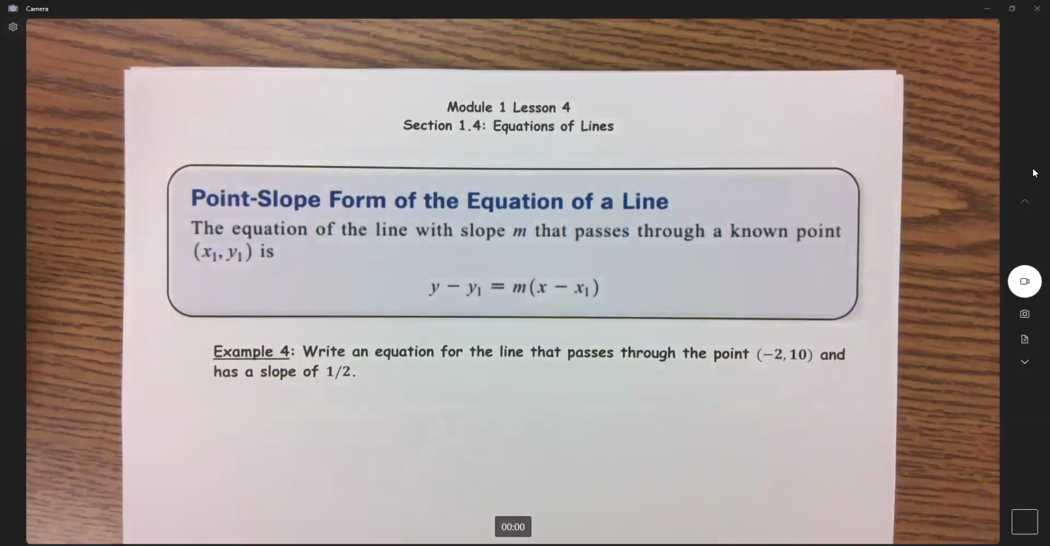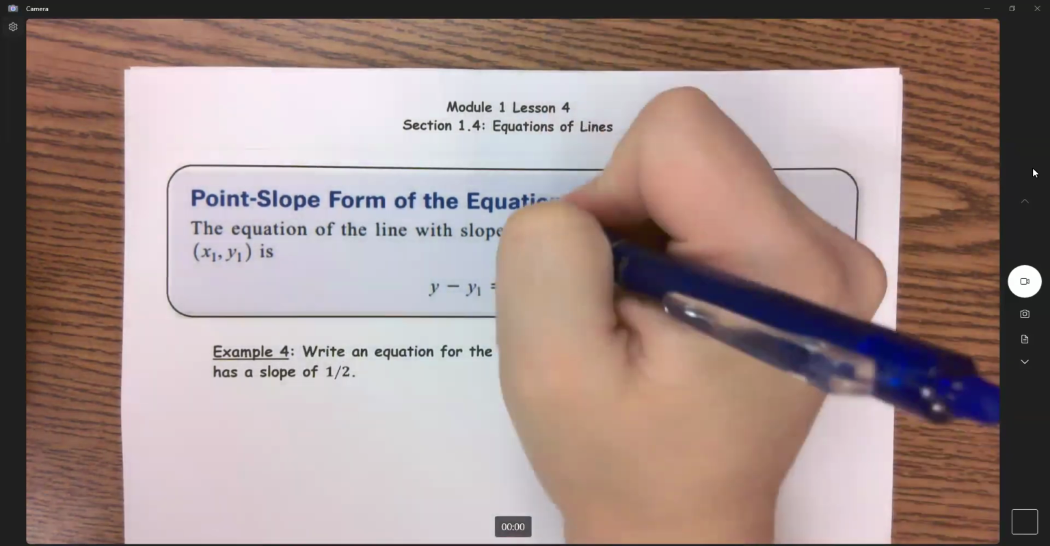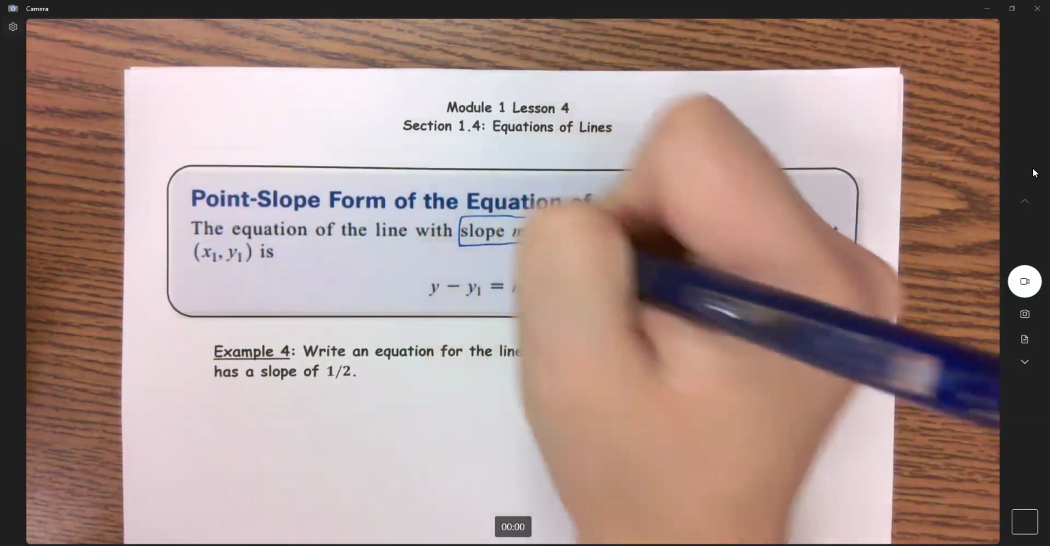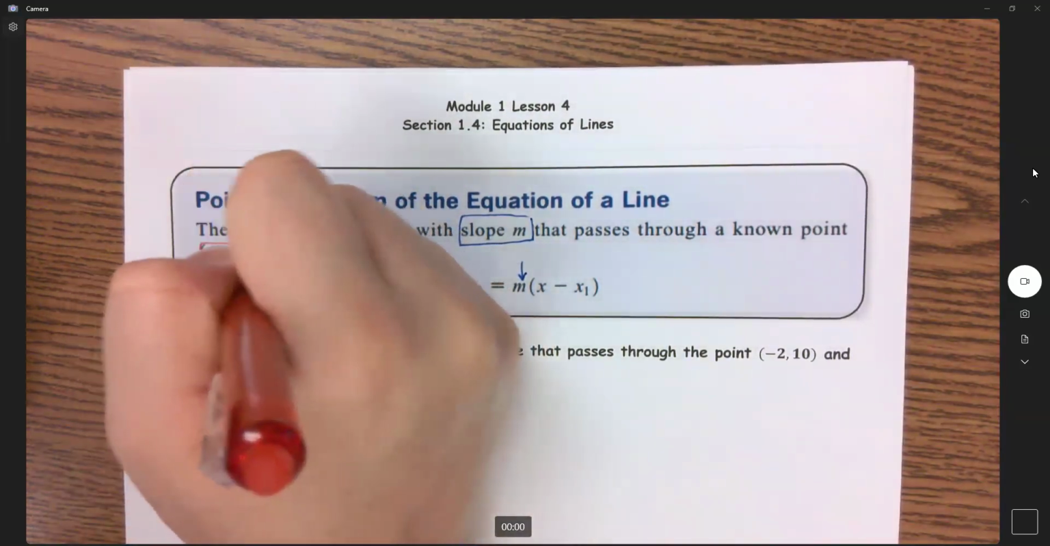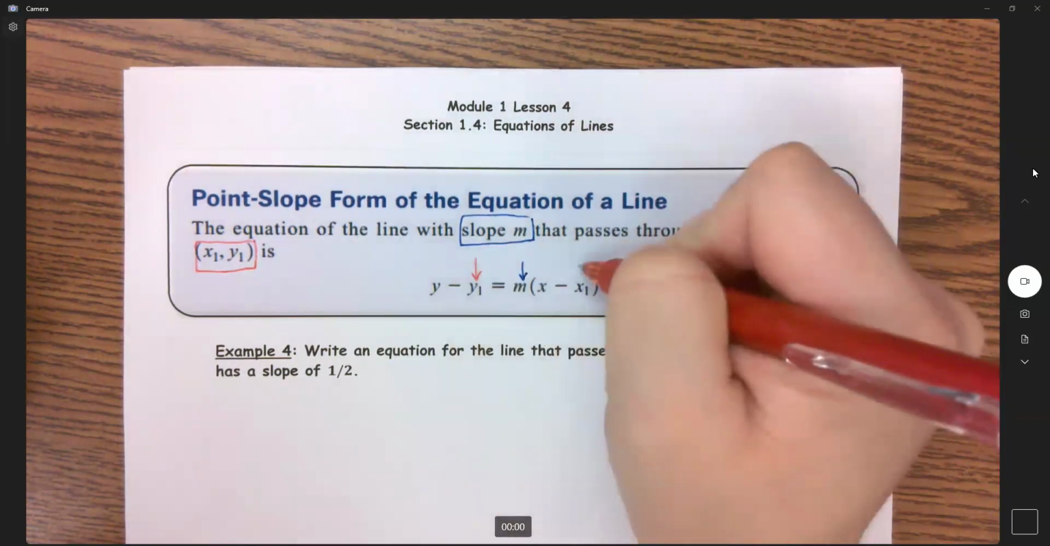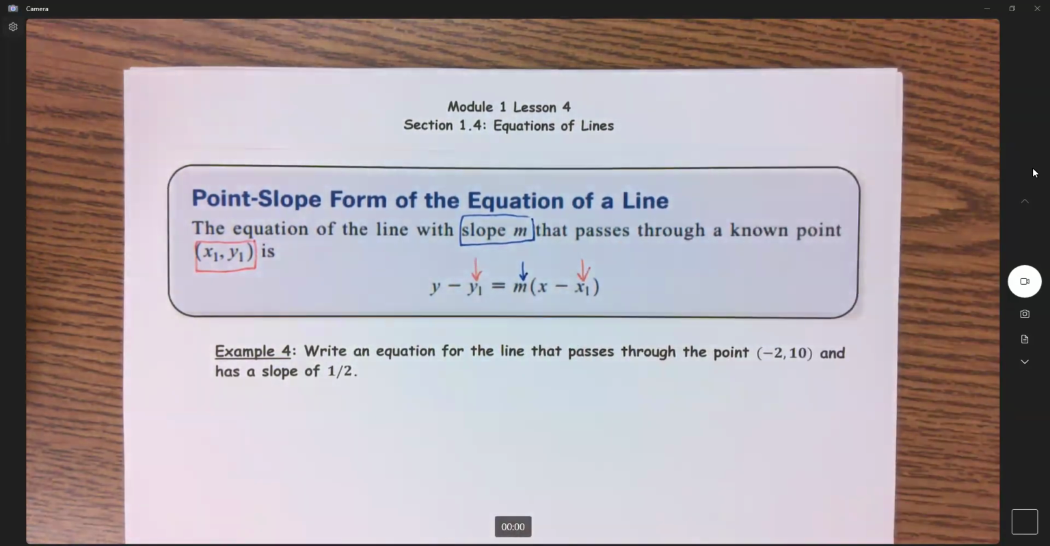Now we're going to go over a different form of an equation of a line, and that is called point slope. So this says that the equation of a line with still a slope of m, which is right here, that passes through a known point x1, y1, right here and right here, is this right here. Y minus y1 equals m times x minus x1. So for my students that are taking this class on campus, this would be a great note card formula right here.